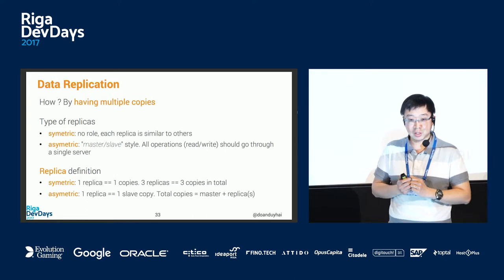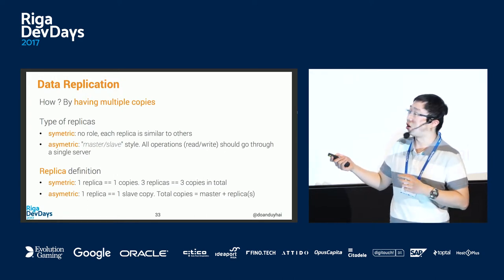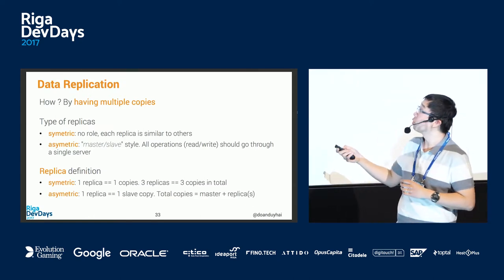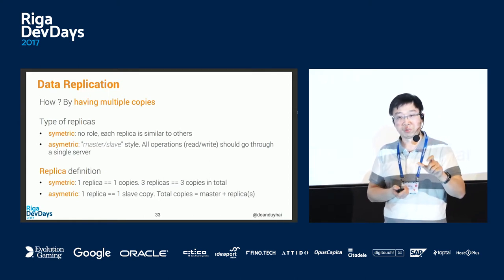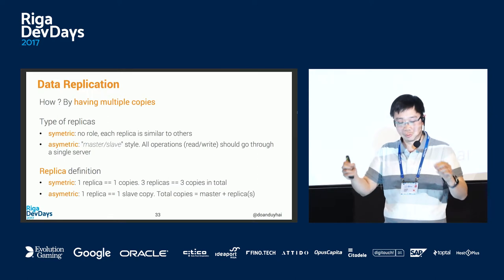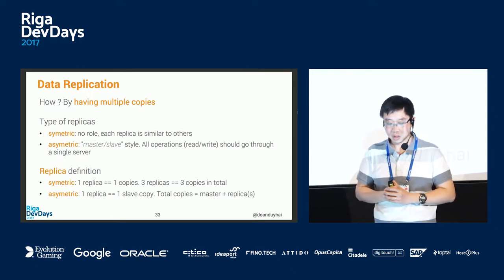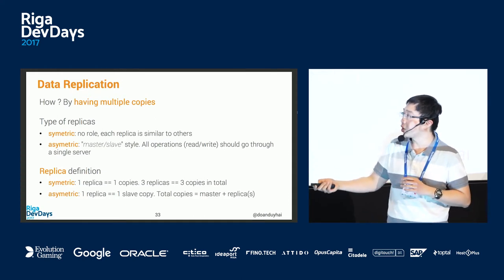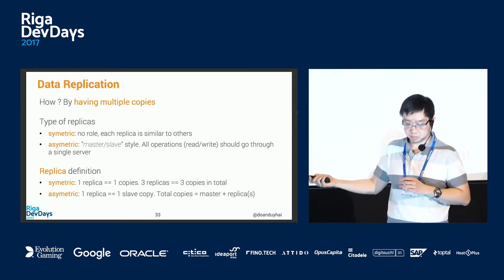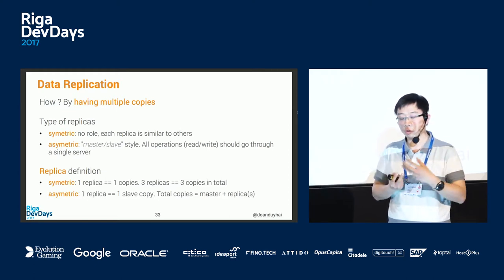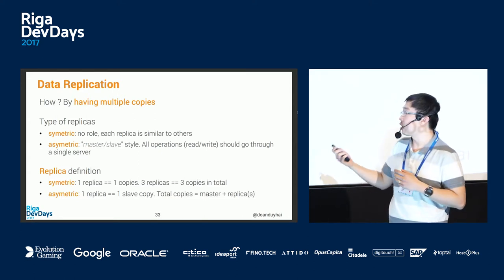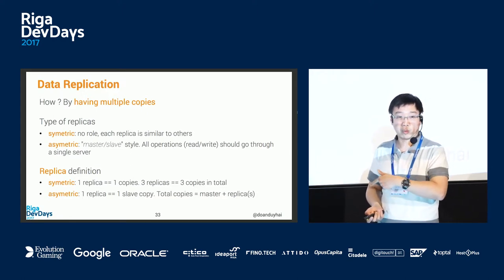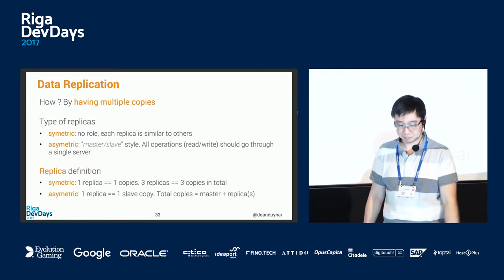An asymmetric replica is where I have a primary, or what I call the master replica, and some slave replicas. So all operations, read and write, should go through a single server, the master replica first, and then go to the slave replicas after. And the definition of replica is sometimes different. In a symmetric replica system, one replica is one copy. So if you have three replicas, you have three copies in total. In a master-slave architecture, the total number of copies is the master plus the number of replicas, which is equivalent to the number of slaves.